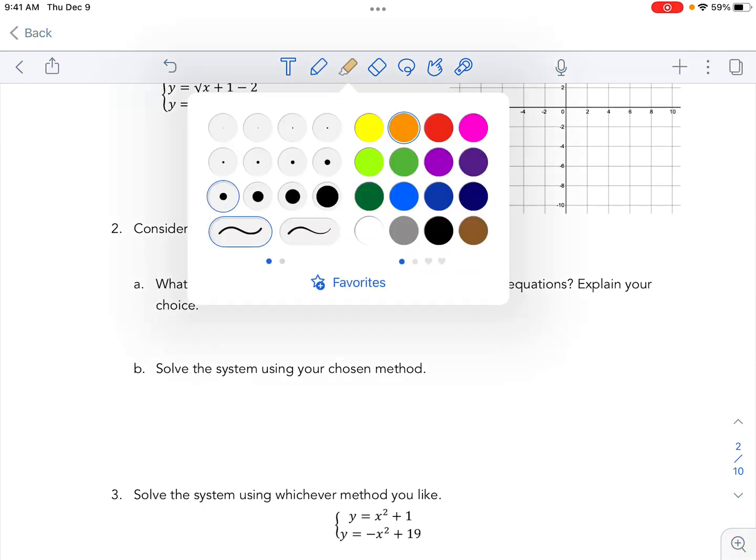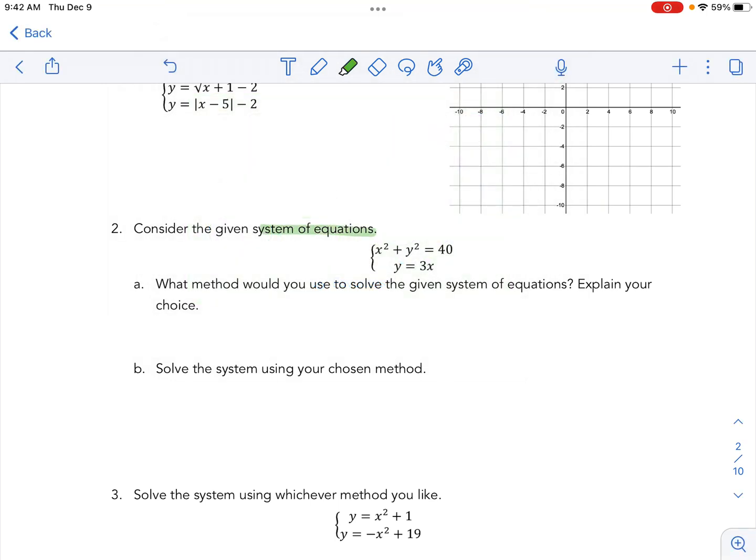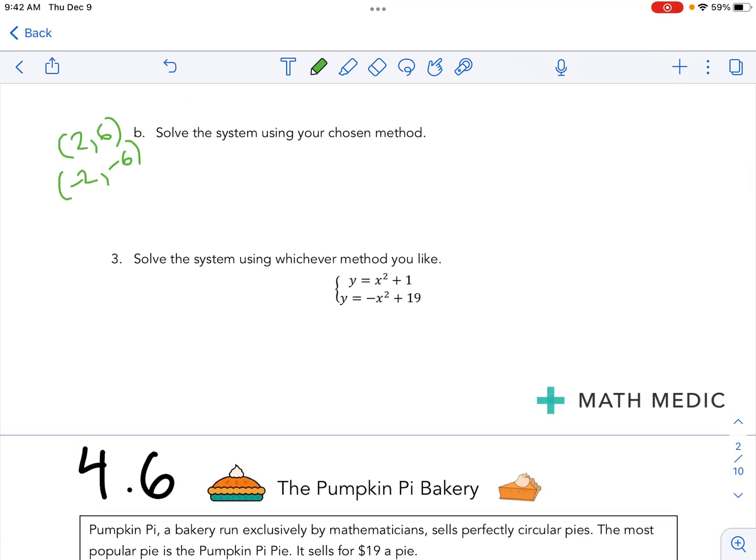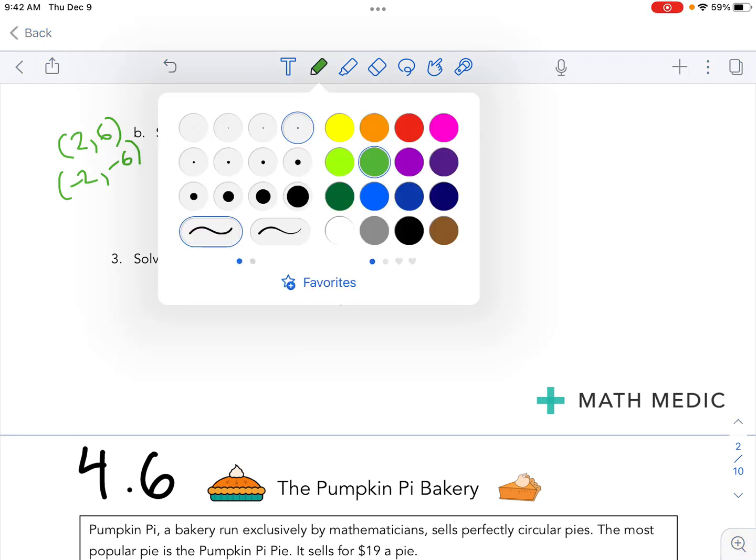For this next one, we have a system of equations here. And if you look at it, we have a circle and a line. So we know that we're going to get 2 points of intersection there. So this one, I would use substitution like we did in the notes. Take this and put it in for y. When you do that in part B, solve the system, it looks like you get 2, 6 and negative 2, negative 6. So make sure that when you solve that system, you get those answers.